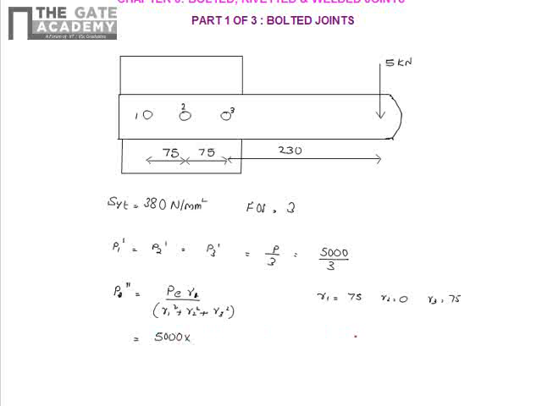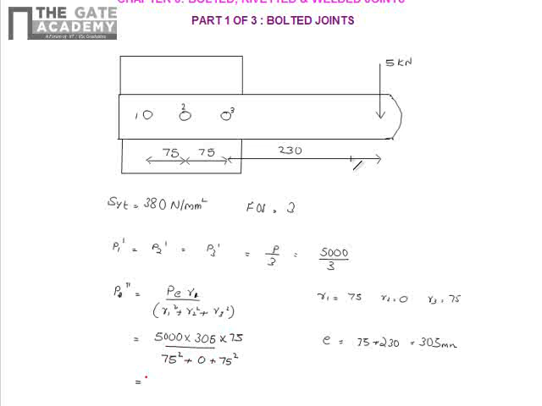What is E? E is equal to the distance from this point to this point. We are shifting this force to the centroid. So the moment will be 5000 into this distance, 75 plus 230, that is equal to 305 mm. So we have 5000 into 305 into R1, which is 75, divided by R1 square, 75 square, plus 0 plus 75 square.